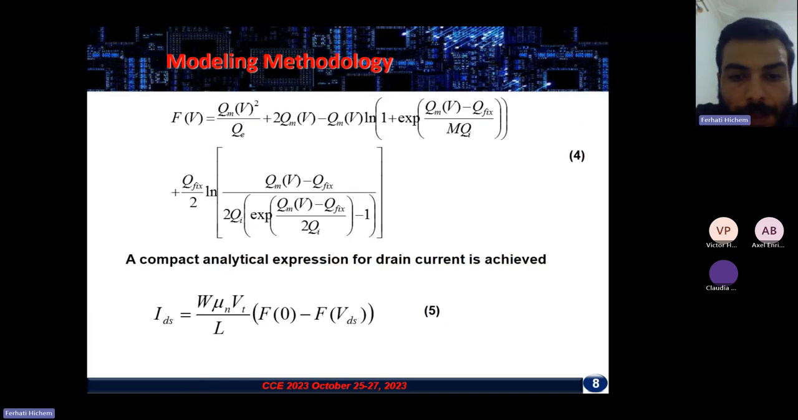So a compact analytical expression for the drain current is given by the following equations. The fourth equation is the result of the integration, while the drain-source current can be given by the following equations, equation 5.